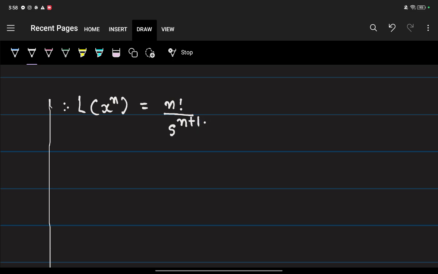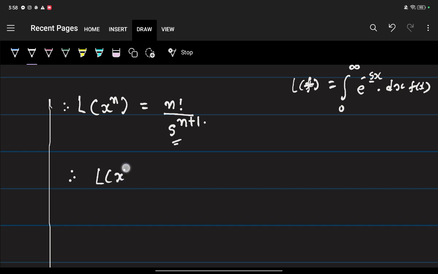What is this s? This s is the one which comes in the Laplace transform, the integral from 0 to infinity of e raised to minus sx times f of x dx. So this s is this one. The Laplace transformation of any polynomial x raised to n is n factorial divided by s raised to n plus 1. So the Laplace transform of x square will be what? 2 factorial divided by s raised to 2 plus 1.